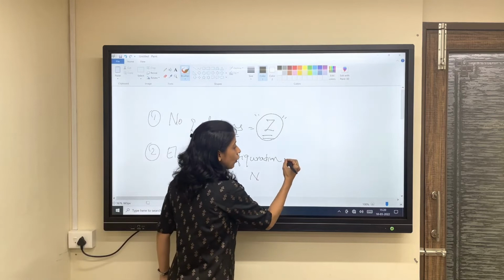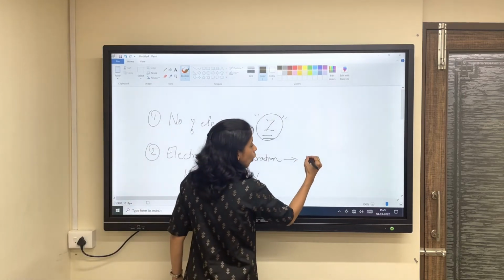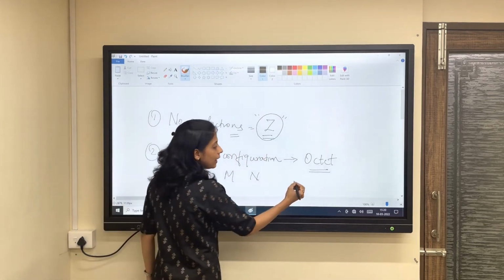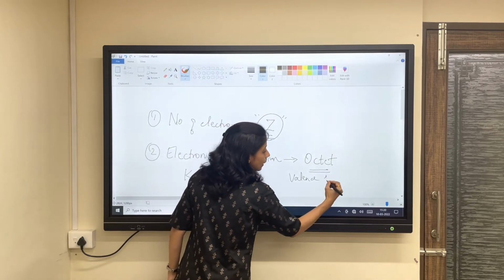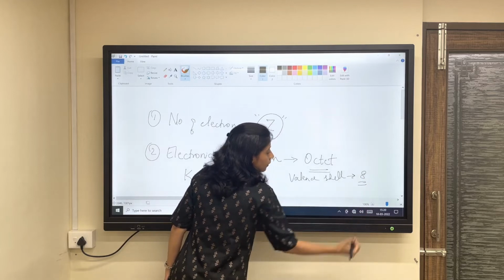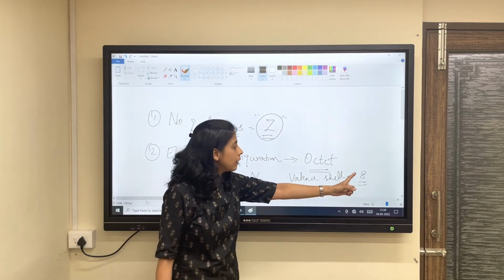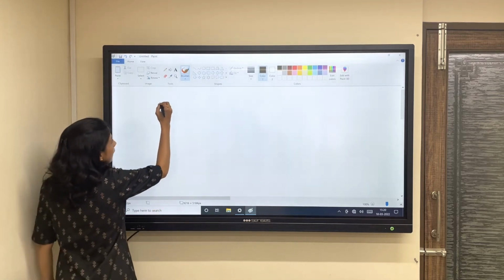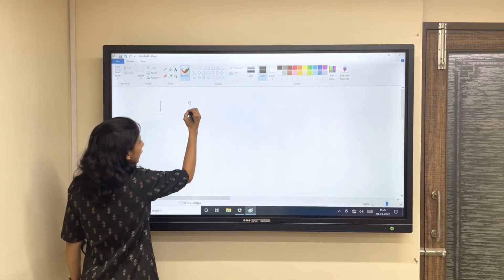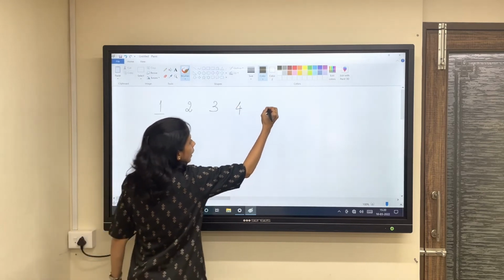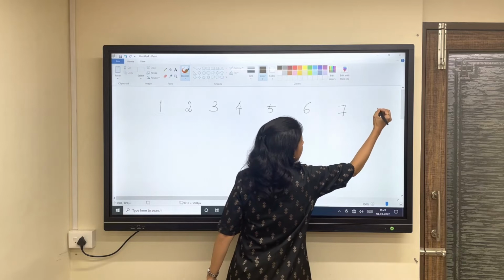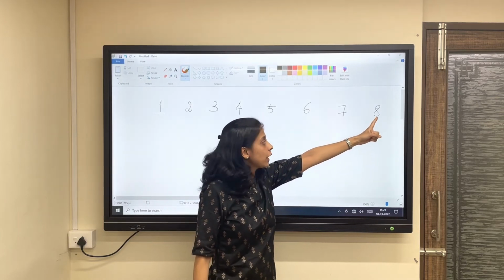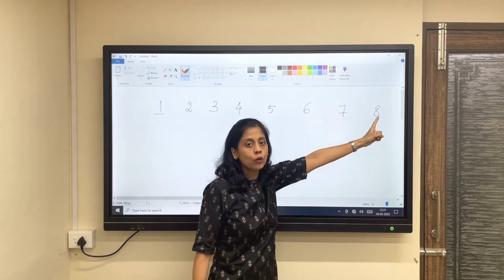Now when you distribute these electrons, one very important rule that you need to remember is the rule of octet, which states that the maximum number of electrons which can be present in the valence shell of an element is just 8. Now let's understand this by taking a couple of examples. Suppose an element has 1 electron in its valence shell, or 2, 3, 4, 5, 6, 7, or 8 electrons in its valence shell. It cannot go beyond 8 electrons because according to the law of octet, the maximum number of electrons which can be present in the valence shell, which is the outermost shell, cannot go beyond 8 electrons.